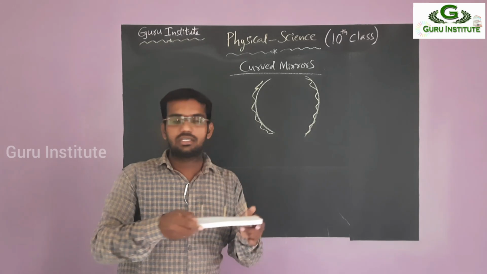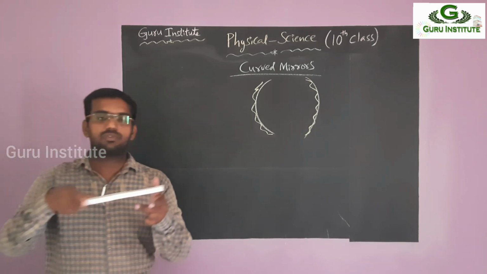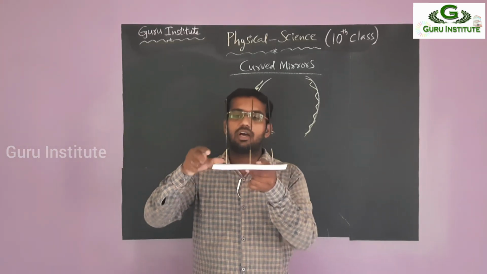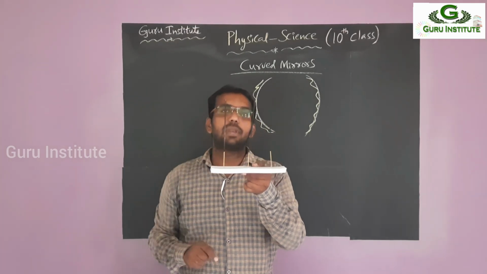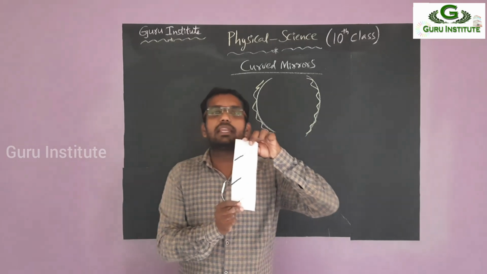All should be at the same height. We have to keep them at the same height, so they look like this. Now observe this. They are all making 90 degrees with the plane. So which mirror is this? This is a plane mirror.